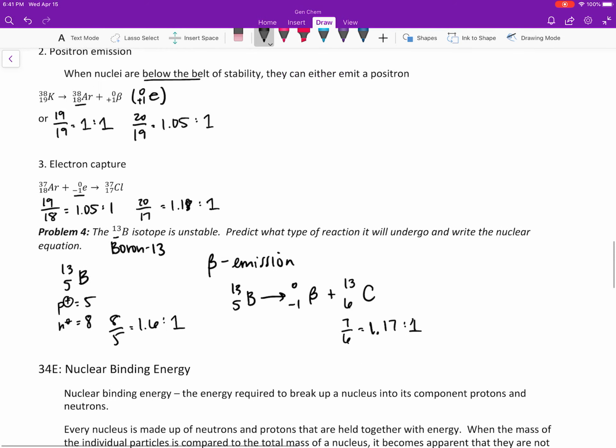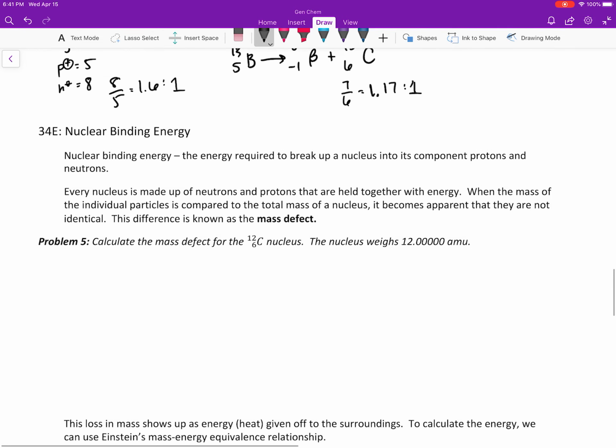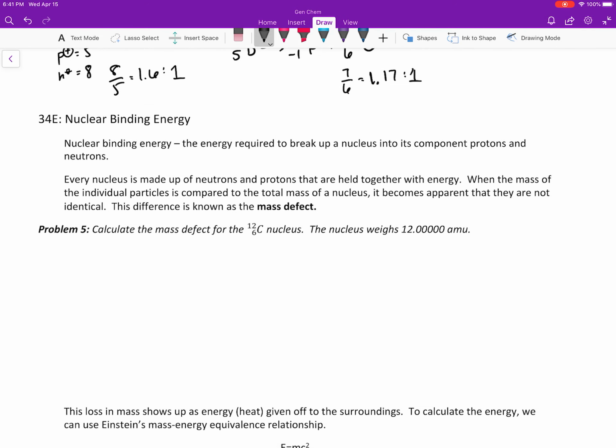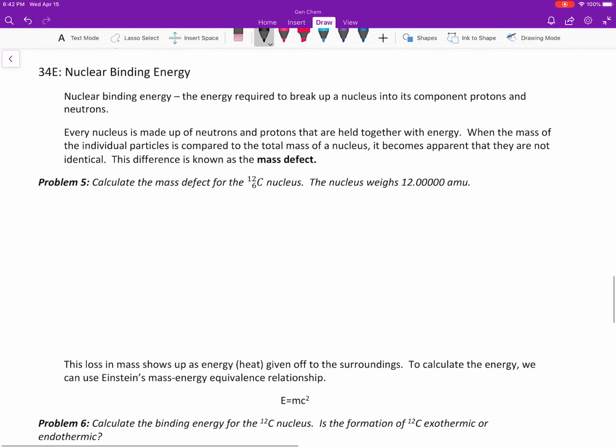So hopefully that is definitely the better version I gave of that today for the third time. Now take a break. We'll come back and do the last part of lesson 24, which is nuclear binding energy, which is going to have a little bit of math.